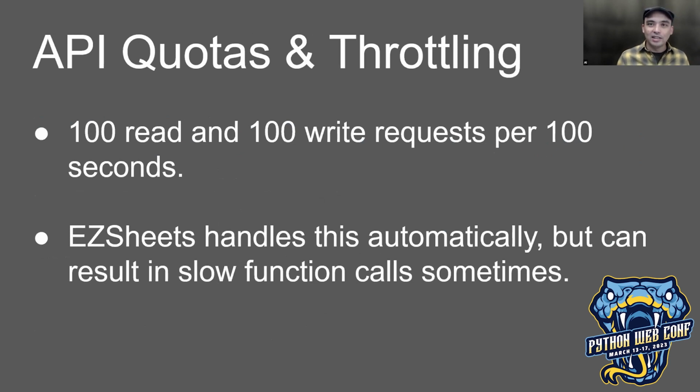Now, the thing to keep in mind is that this is an online service that you're interacting with. So especially if you're on the free account, there's going to be quotas for how many API calls you can make. In general, it's going to be 100 read operations and 100 write operations per 100 seconds. EasySheets automatically handles this for you, but sometimes you can make a call and then it's blocking for several seconds or even longer as it's doing that.